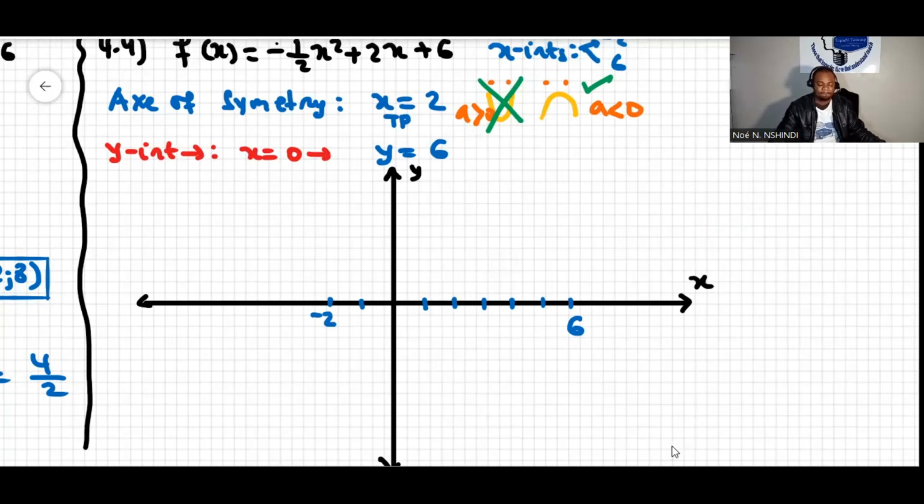And then the y-intercept is 6. So let's say 1, 2, 3, 4, 5, and then 6. Let's say 6 is somewhere there, and then the y-intercept is here, and then my turning point is (2, 8). So if 6 is there, 8 must be somewhere there. Then we can draw the graph. So now, try not to make straight lines, but make a curve when drawing this graph.